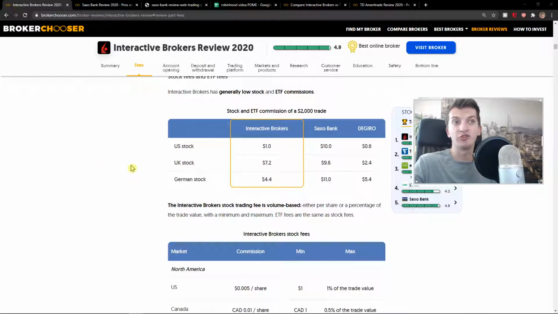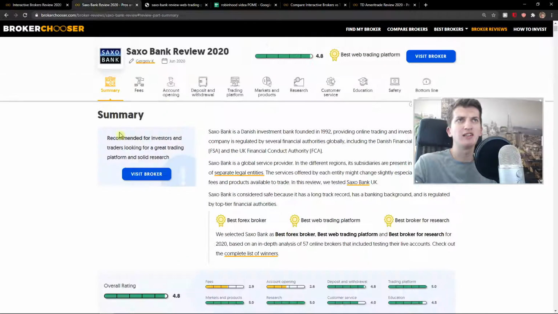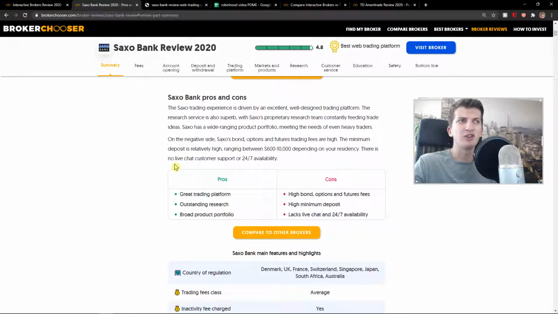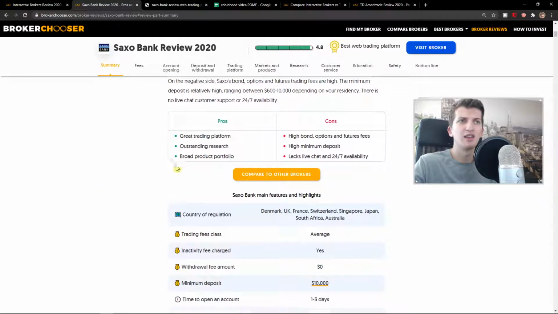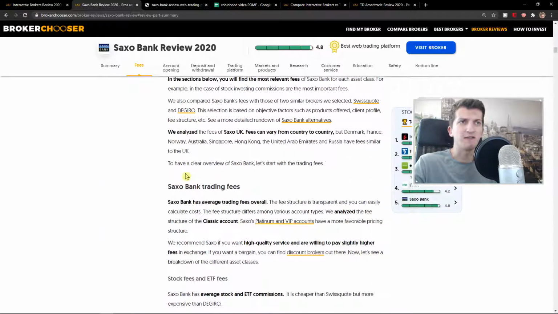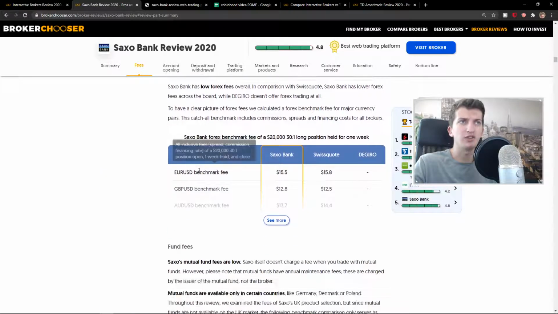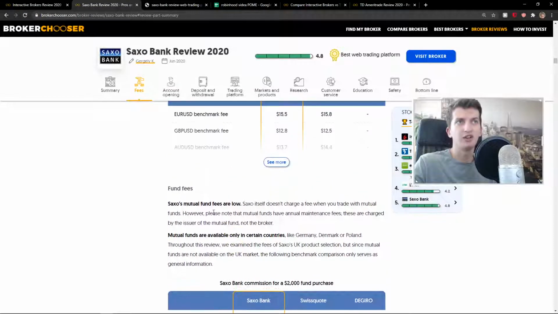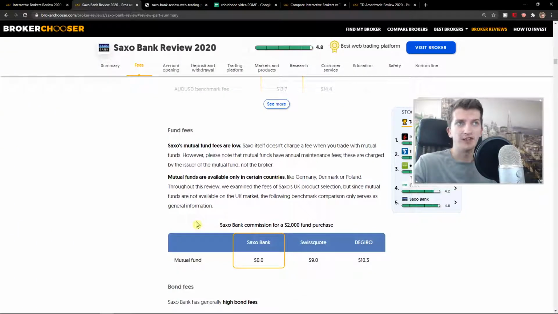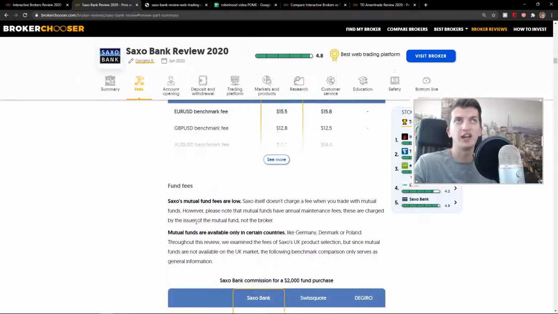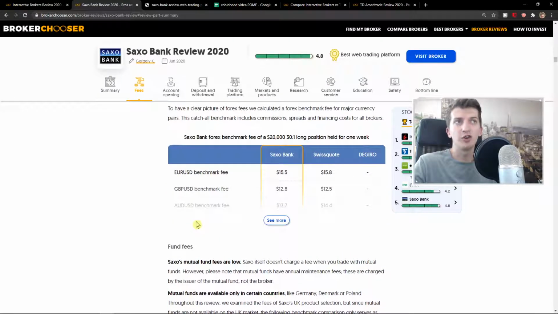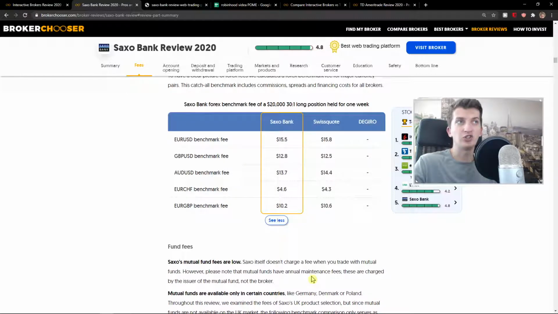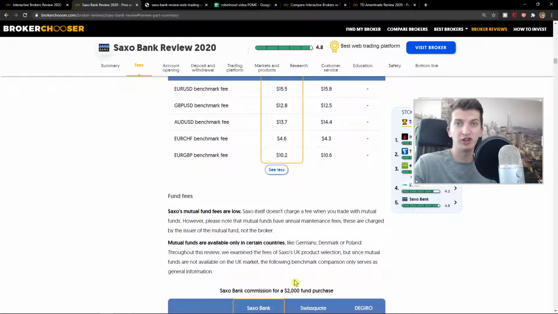Also, options are cheaper. The only thing that SAXO Bank has lower is, which one was it? It's funds, I think, that are cheaper compared to the others. Funds are the only thing where the fees are low. So if you want to go with funds, go with SAXO Bank. Also, Forex is much more expensive, again, compared to Interactive Brokers.